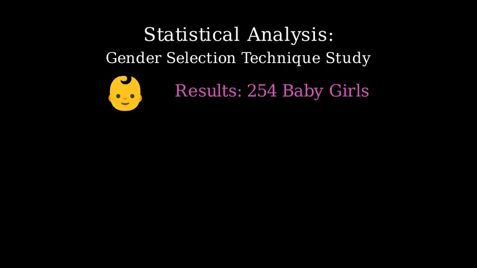Welcome. Today we'll analyze the results of a gender selection technique test using statistical methods. In this study, out of all births where the technique was used, 254 resulted in baby girls. Let's analyze these results using hypothesis testing.